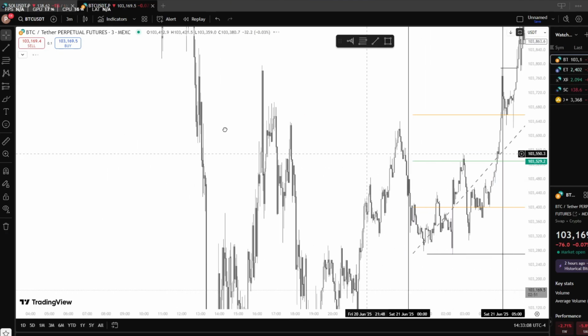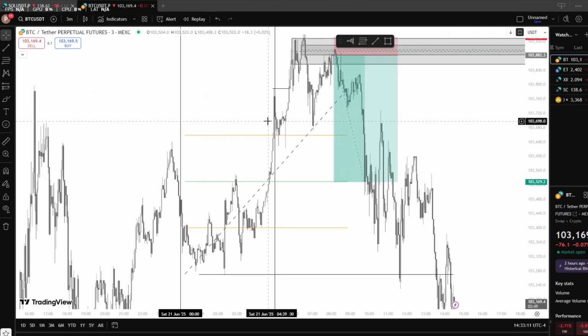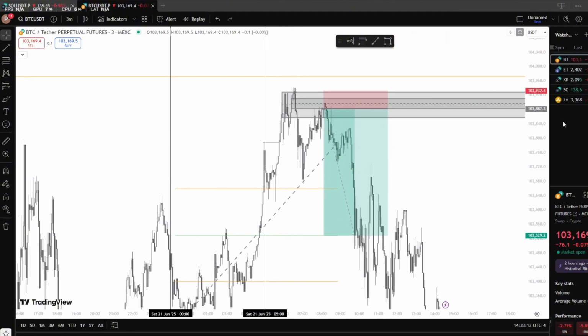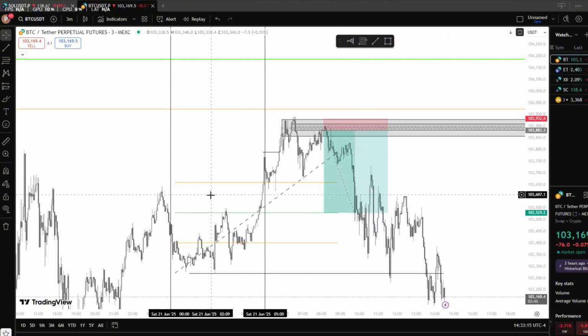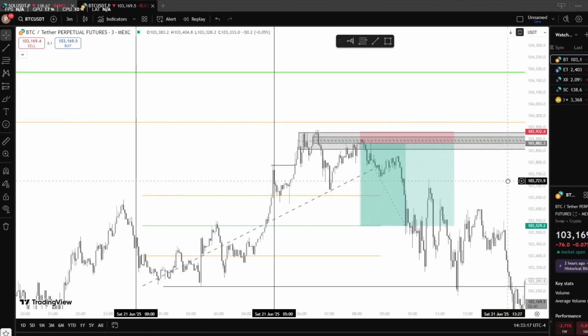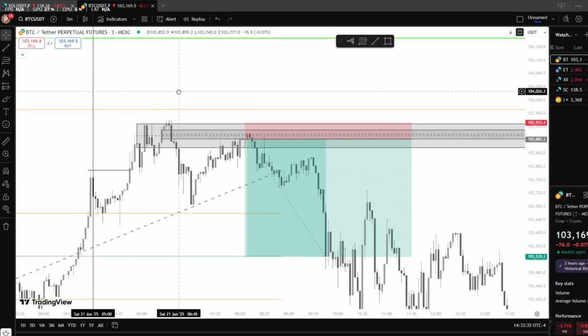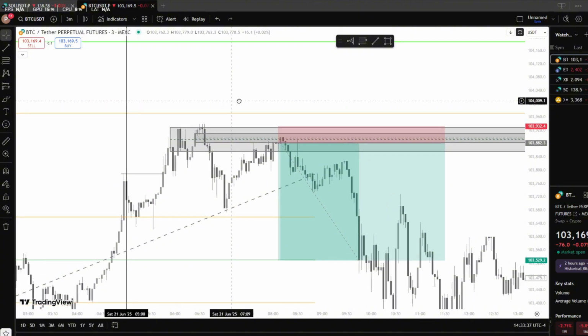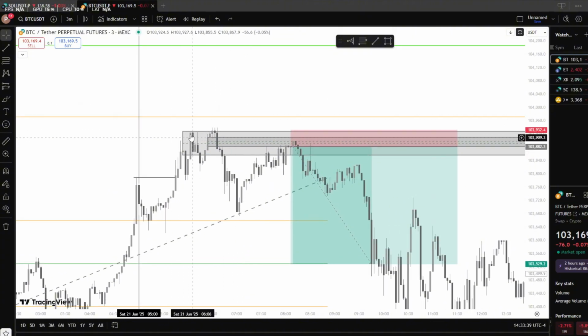So coming into BTC, obviously it's Saturday today, so I don't trade weekends anyway, but here we've got all the stuff I've marked out. The unicorn model essentially is you're looking for the breaker block, which in this case is this red candle here. So it's the last bearish candle before the high was made. And you're looking for the fair value gap within that area, which is here.